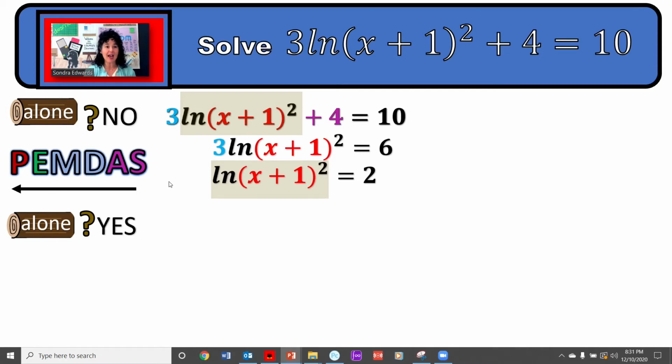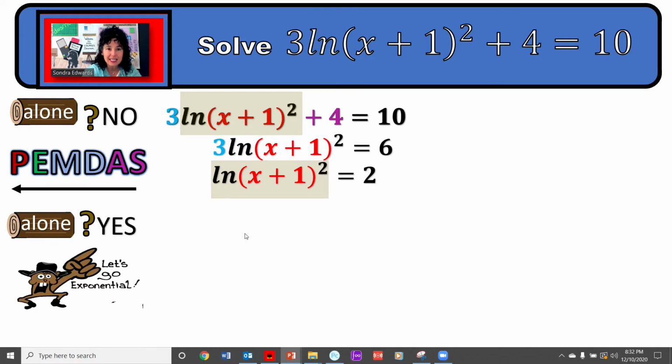Now that we have our logarithm alone, we're going to go exponential. We're going to take that base number that we don't see, natural log of base e. E tunnels under, comes up on the other side, under the 2. So that right side is going to be e to the power of 2. The natural log there goes away. So we've gone from log form to exponential form, and then we just keep on battling.